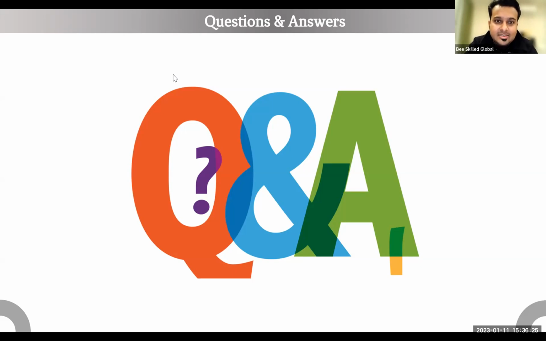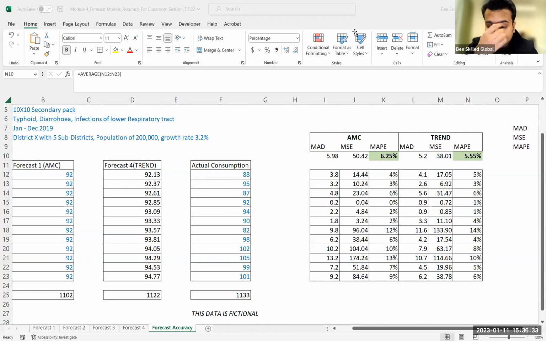So these are fictional examples, first of all. Priyanka, if you can quickly disable your screen so that I can show the Excel again. First of all, Lloyd, these are hypothetical, fictional examples. Our objective is not to bind you with the data from district X.